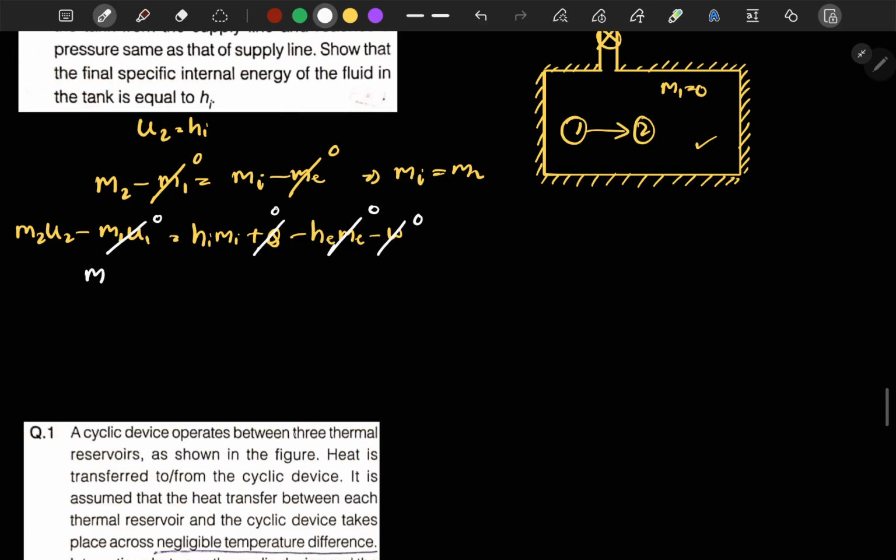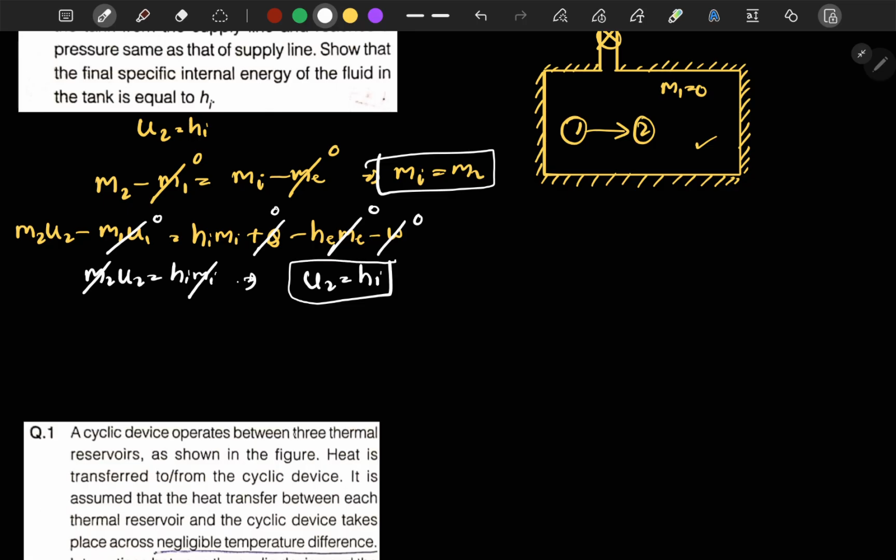From here we get m2 u2 is equal to hi mi, and from this expression we also know that mi is equal to m2, so we can cancel both terms, and from here we get h2 is equal to hi. So this is what we have been asked to prove in this question, and we have already proven that.